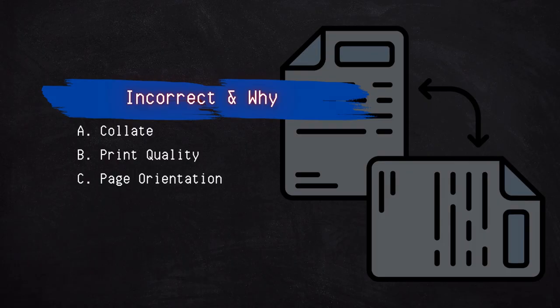Incorrect answers: A. Collate. Collate arranges multiple copies of a document in sequence, but it doesn't control double-sided printing. B. Print quality. It adjusts the clarity or resolution of the printed document, but has no impact on which sides of the paper are printed. C. Page orientation. Now, page orientation changes the layout of the print on each page, portrait or landscape, but doesn't affect single or double-sided printing.